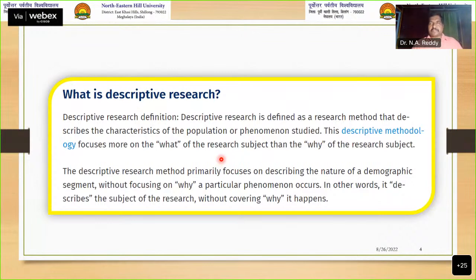Suppose Indians, we are lovers of peace. We have more religious aspects. At the same time, we respect the religion of others. Whenever foreigners think about India, they think of unity in diversity. This is the phenomenon or characteristics of our whole population in India. This descriptive methodology focuses on the question what.